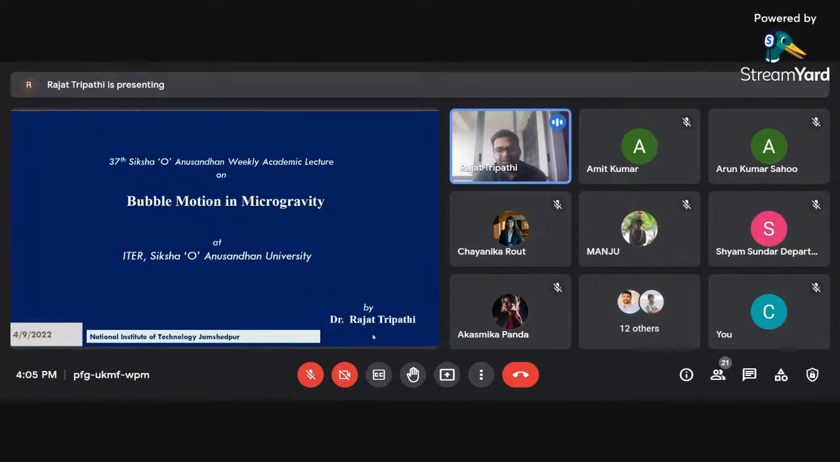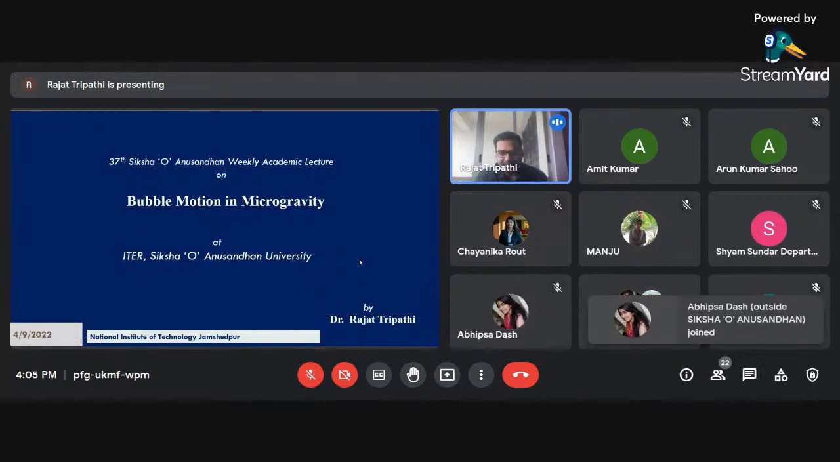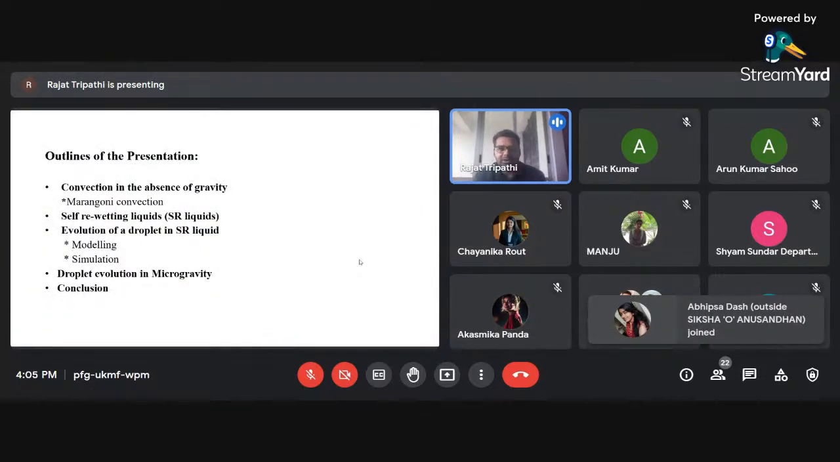First I'll be talking about the bubble motion through another fluid in gravity conditions, and I'll discuss what are all the forces at work, that is, which are playing a role in the motion of the bubble. And then I'll reduce that problem to the situations where gravity is not present or gravity is absent. So this is the outline of today's talk. First I'll talk about what kind of convection is there in the absence of gravity, and what kind of convection is there in the presence of gravity. And that will lead us to the concept of Marangoni convection, the effect of Marangoni convection.